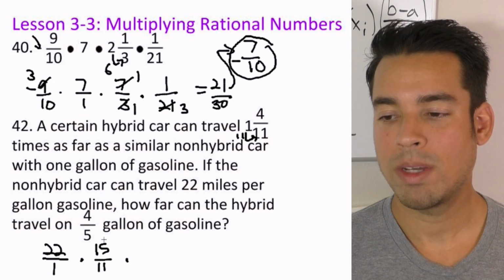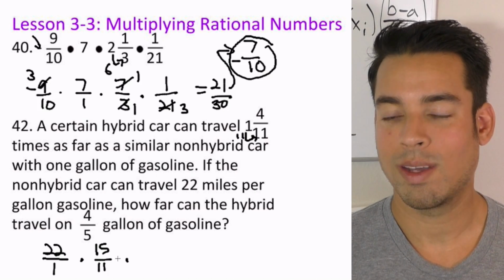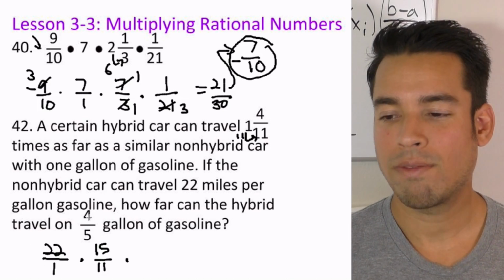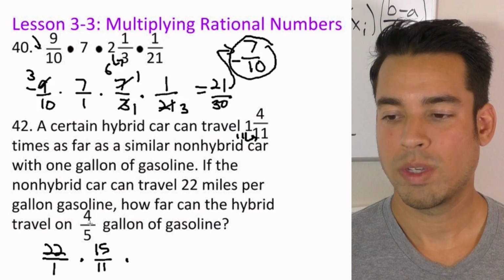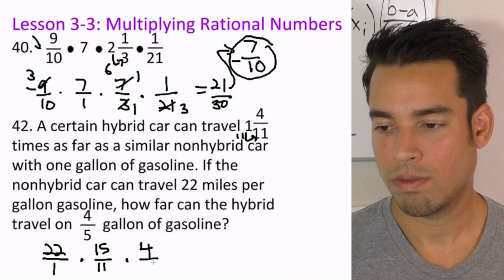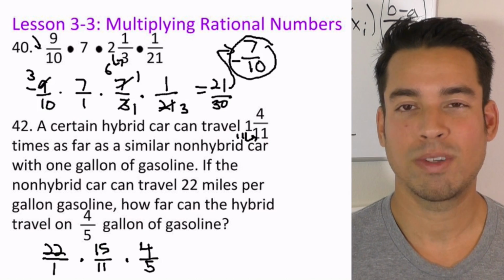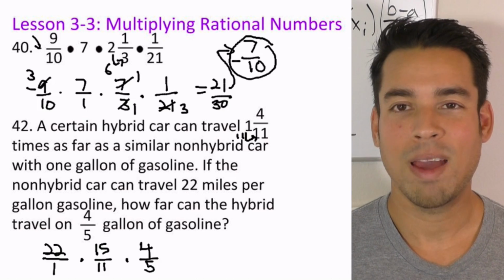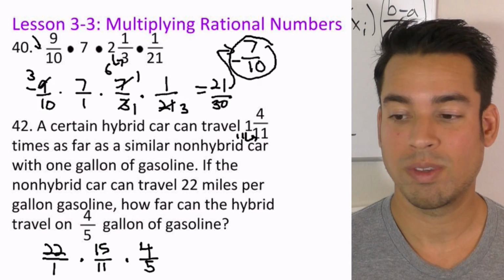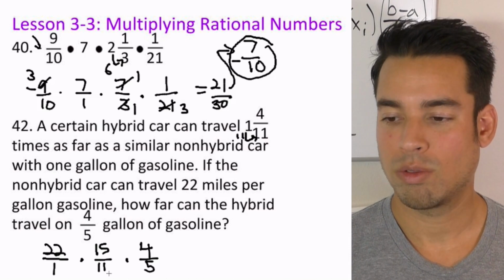Times, now why am I doing one more multiplication? Because this right here would just give us how far it can go in 1 gallon. But now they've only got 4/5 of a gallon. So we got to take 4/5 of whatever this quantity is. 4 over 5. And see, again, multiplication. We talked about the commutative property in chapter 1. The order doesn't matter. That's the beauty of it. We can put the 4/5 at the beginning, at the end. It's irrelevant. Now, before we carry this out, let's do a little simplification.